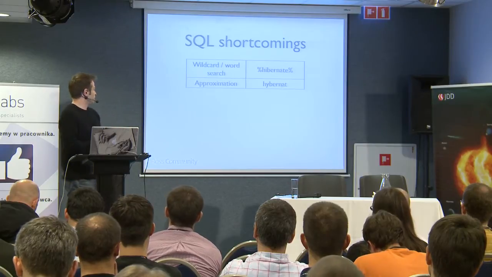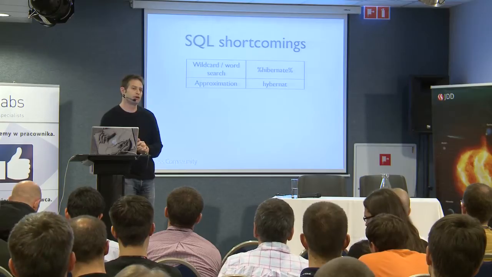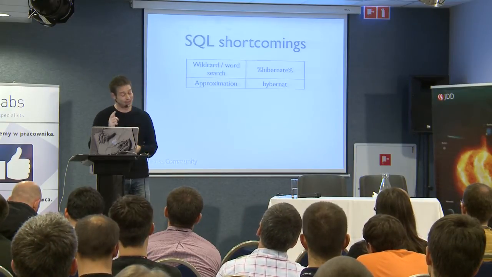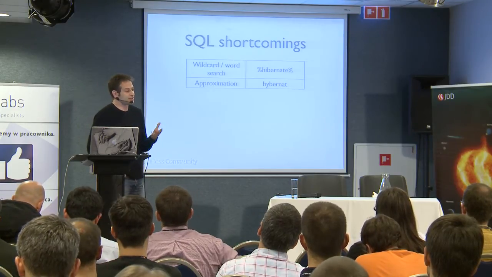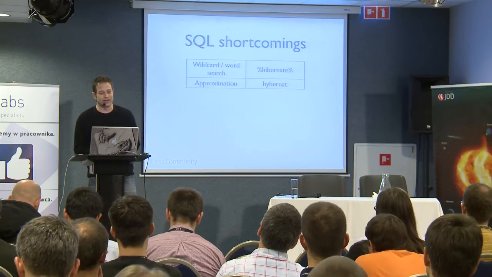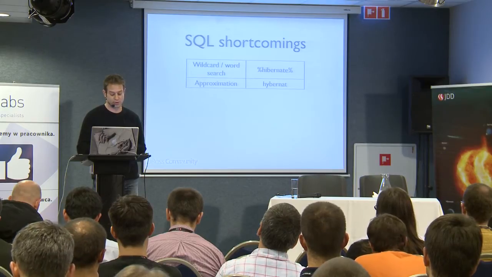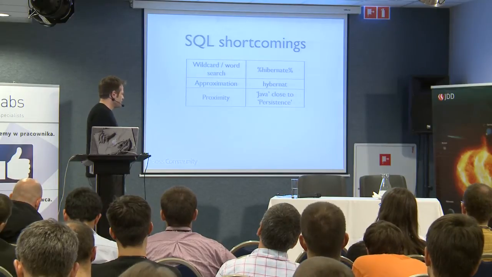Another thing you cannot do with SQL is approximation. Say someone wants to search for Hibernate, but he consistently does not get the 'y' right and types it like this. In SQL, there's no way you find it. Again, Google and other big search engines show it's possible, and this is called proximity search, approximation. And proximity is another thing.